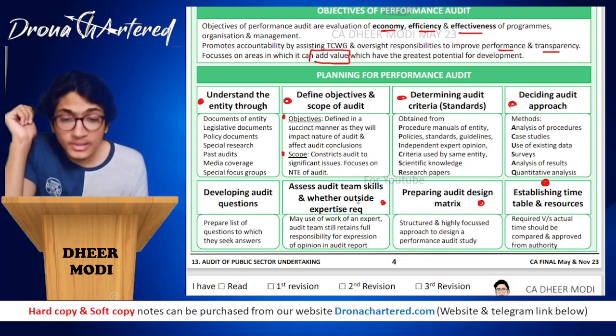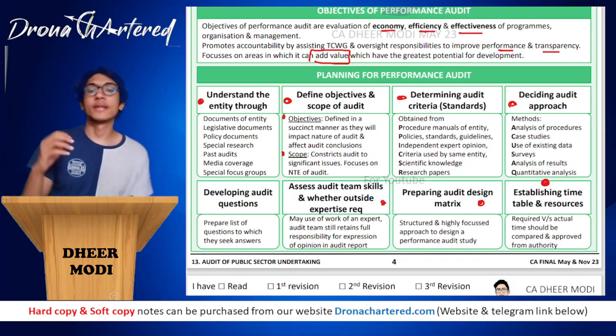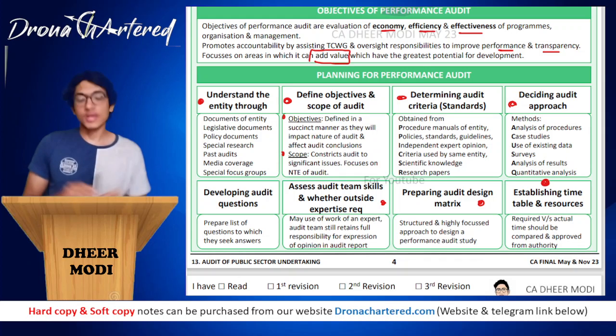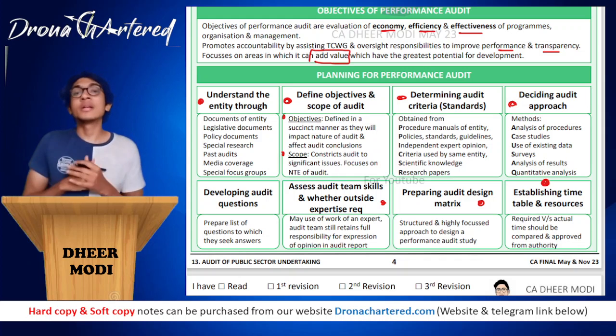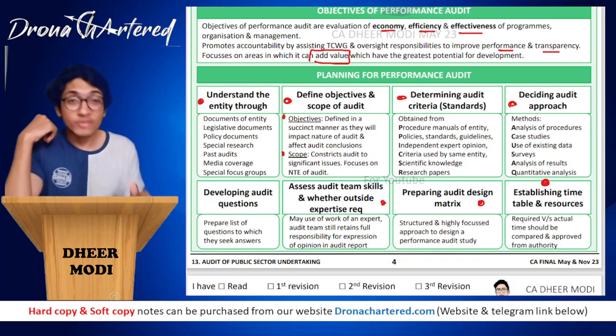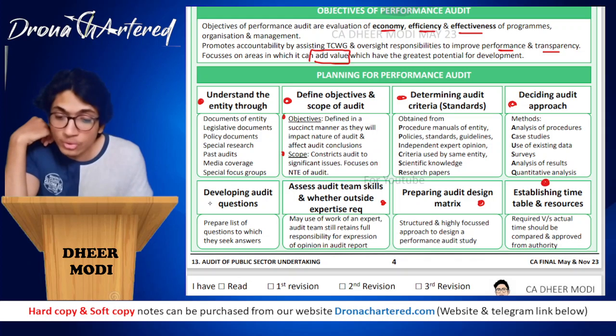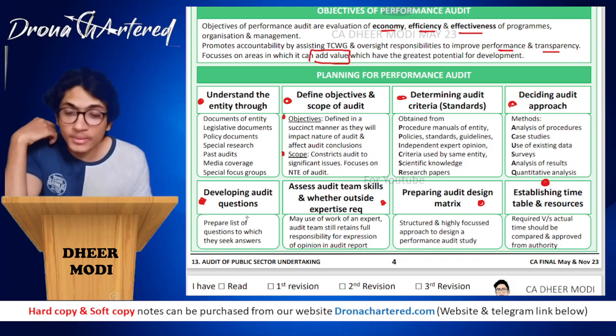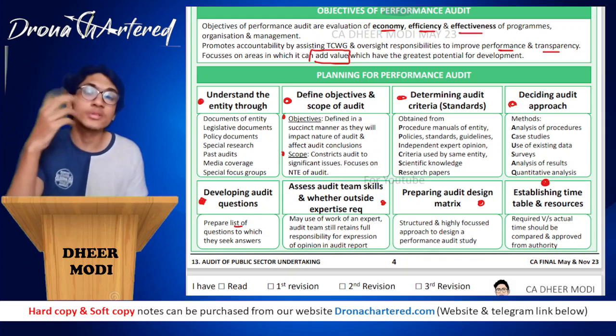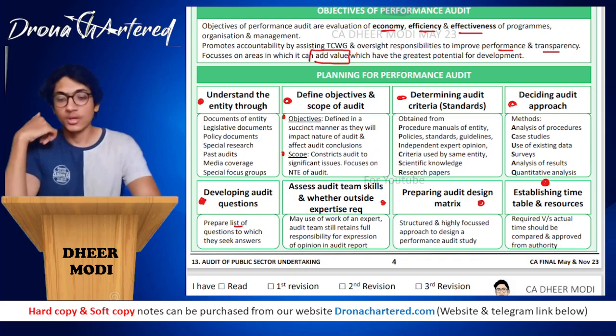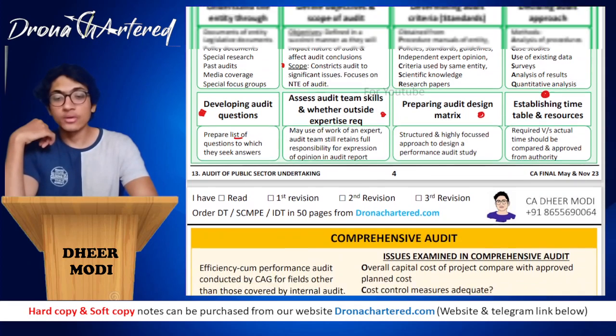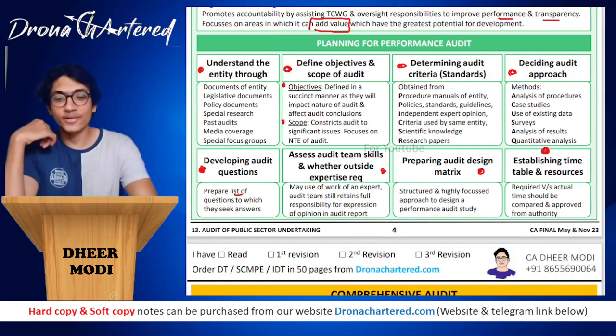Assess audit team skills and whether outside expertise is required. That means whichever audit you are doing, is your current team enough, or do you need to hire more people from outside who have the relevant expertise to do an audit? And next is developing your audit questions. Okay, so developing audit questions: prepare a list of questions to which they seek answers. Okay, now next is your comprehend. Okay, so let's do the key. I know you're waiting for the key.